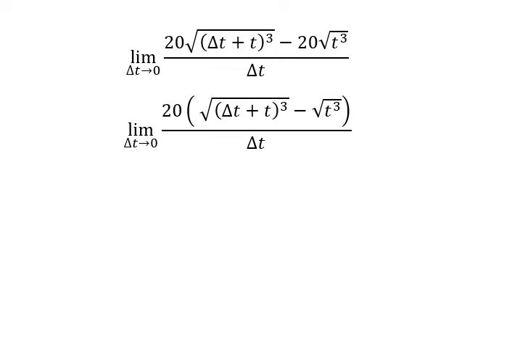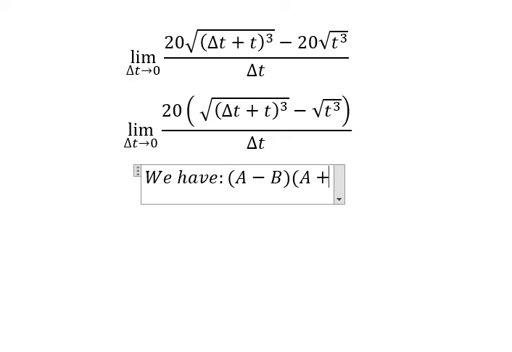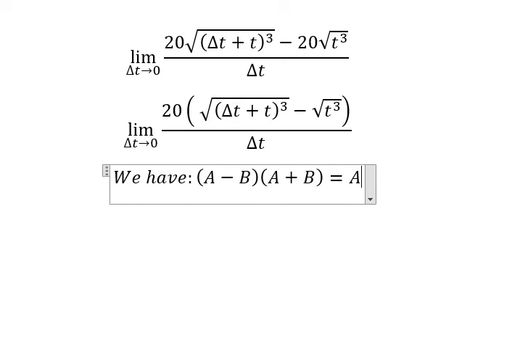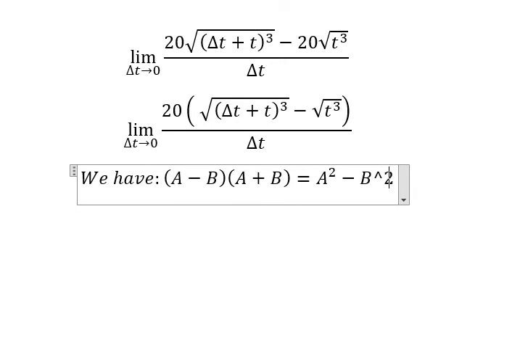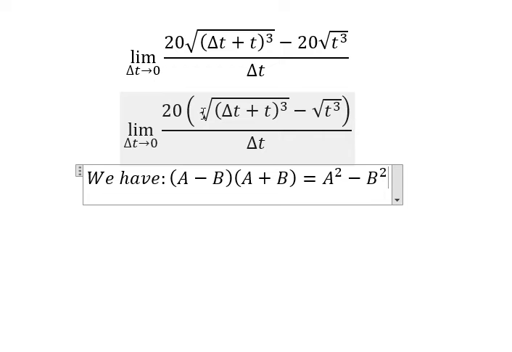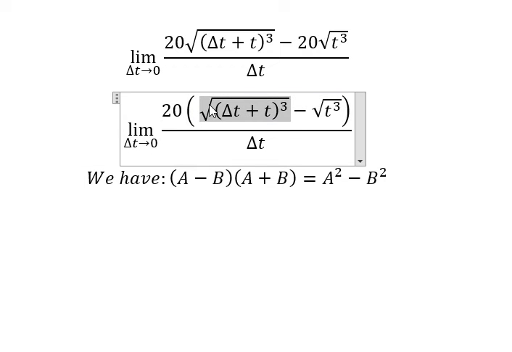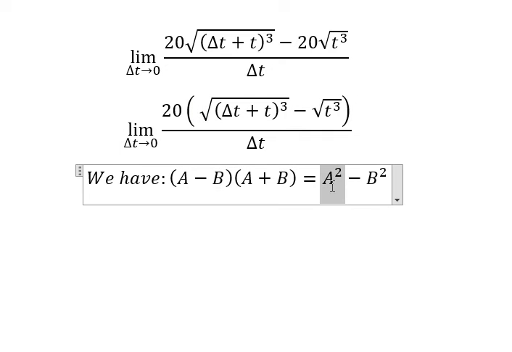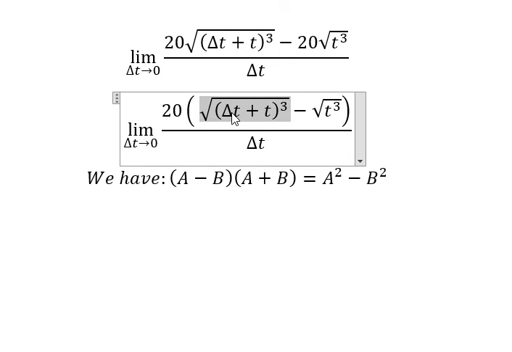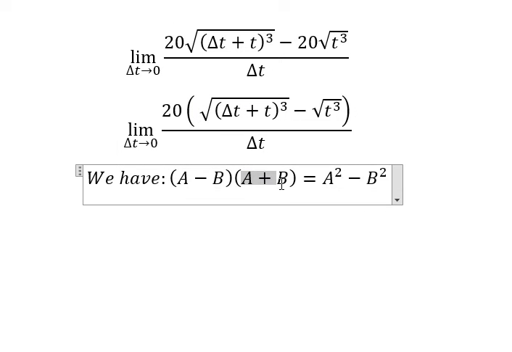Next, we have the formula in here. A minus B multiplied by A plus B equals A square minus B square. Because I want to cancel the square root, we need to create A square minus B square. But this one is A minus B, so we need to multiply by A plus B on the numerator and denominator.